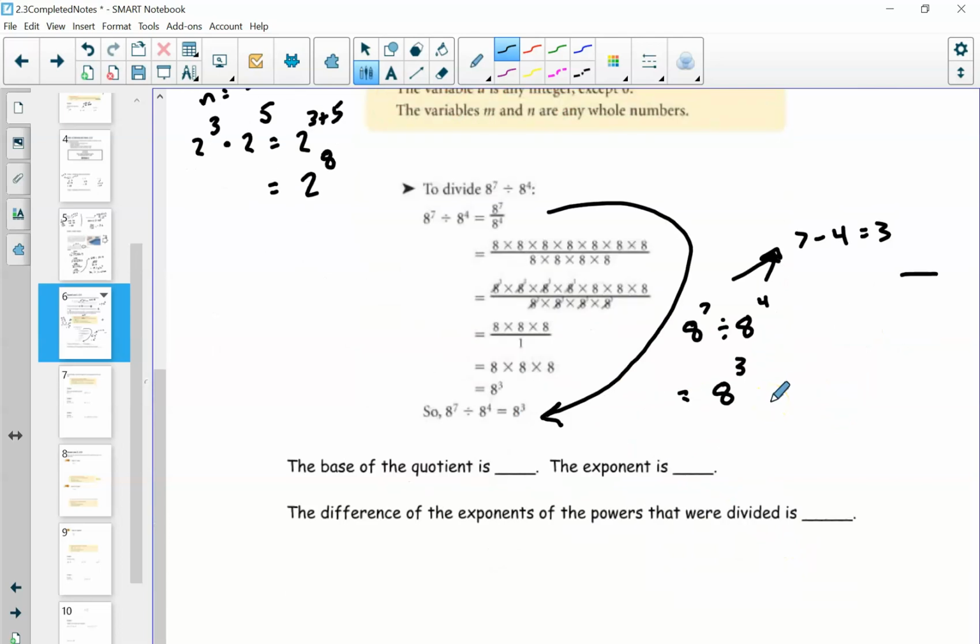In this case, this is probably just going to reiterate what I just said. The base of the quotient is, that's the 8, correct? The exponent for the answer is 3. The difference, which is subtraction, of the exponents of the powers that were divided is 3.